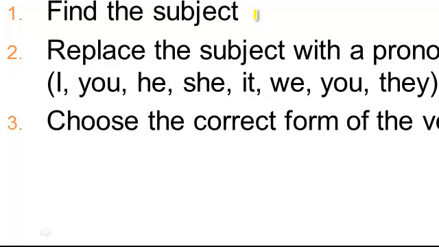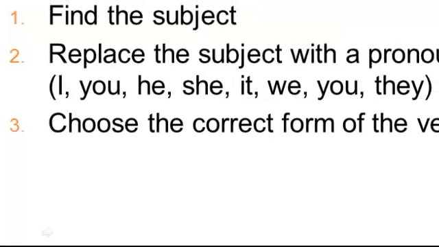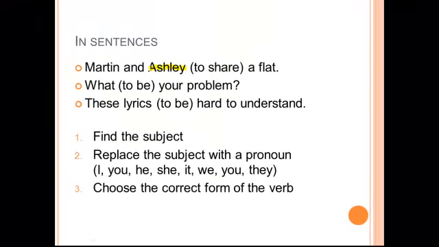Who's sharing a flat? It's easy to think that it's just Ashley, because she's right in front of the verb, but actually it's Martin and Ashley. It's the both of them. Now, if we were to use a pronoun like I, you, he, she, it, and so on, instead of saying Martin and Ashley, we would say they. They share a flat. So when it's they, there is no S in the end. It's only Martin and Ashley share a flat.